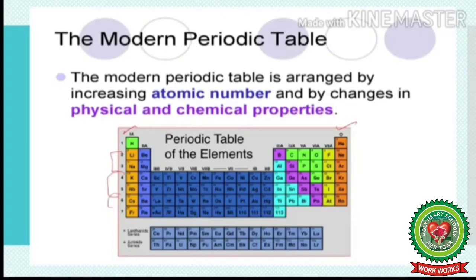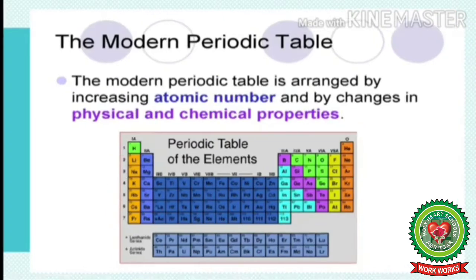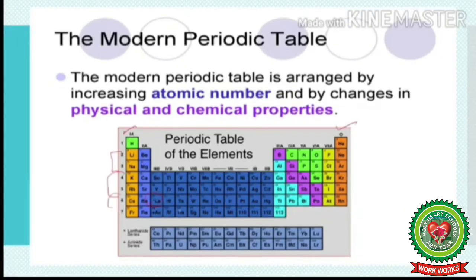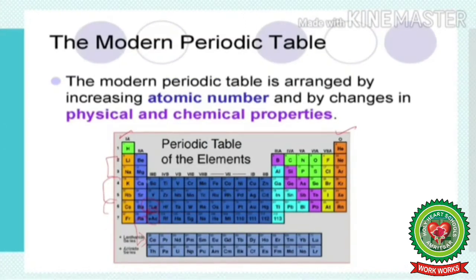Group 3B of the sixth period begins with lanthanum, and these elements are called lanthanides or rare earth metals. Then group 3B of the 7th period begins with actinium, and these elements are called actinides. They are radioactive elements.